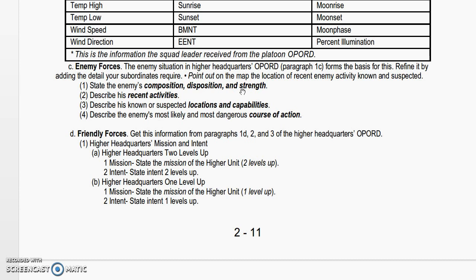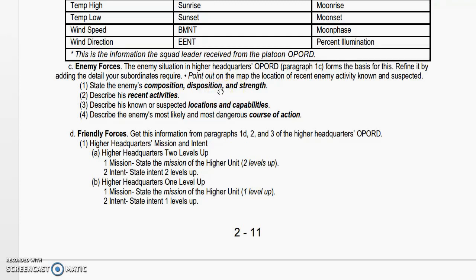Alright, in regards to strength, speak in terms of real numbers. Don't use a percentage. The disposition. Talk about how the enemy is oriented on the objective. The composition. How the enemy is task organized. All right.